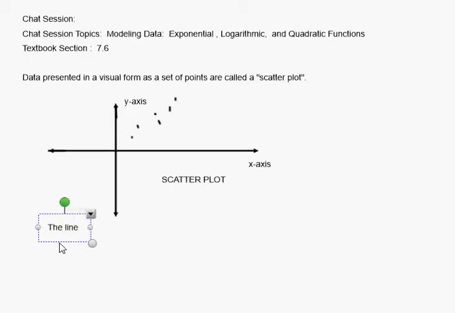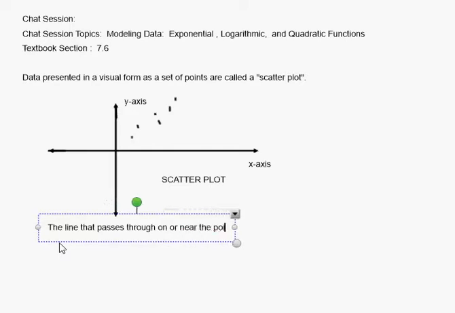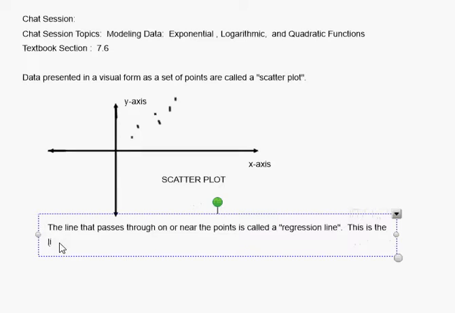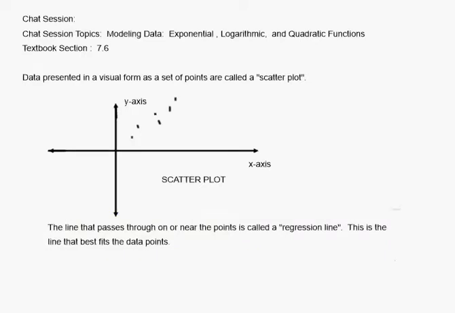The line that passes through, on or near the points is called a regression line. This is the line that best fits the data points. And let me draw.